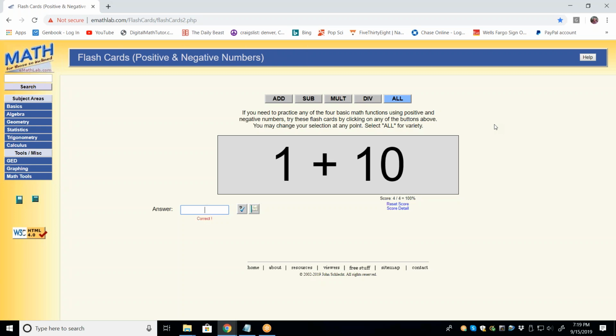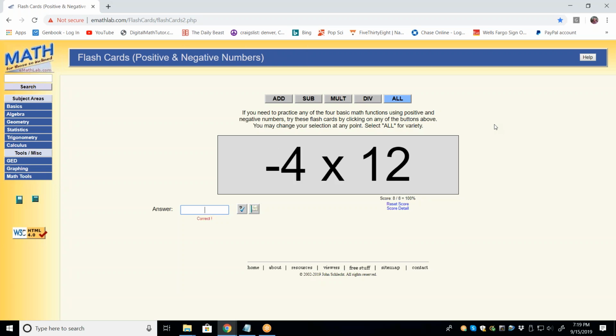Here, 11. 0. Do it the way I taught you. Every single one of these, I want you to do that way. Turn it into an addition problem. 9. Division's easy. Sign first. -11.